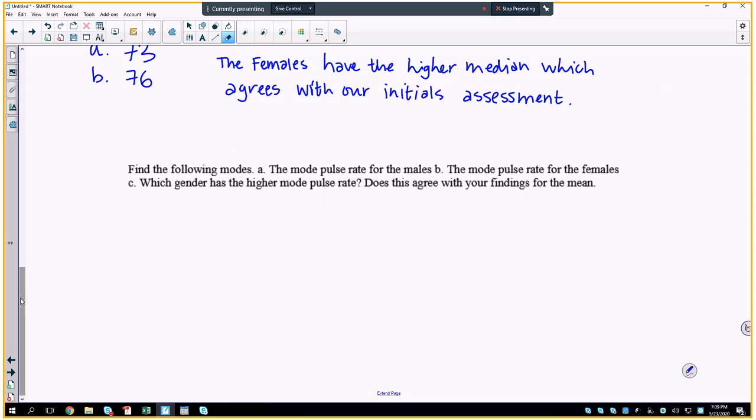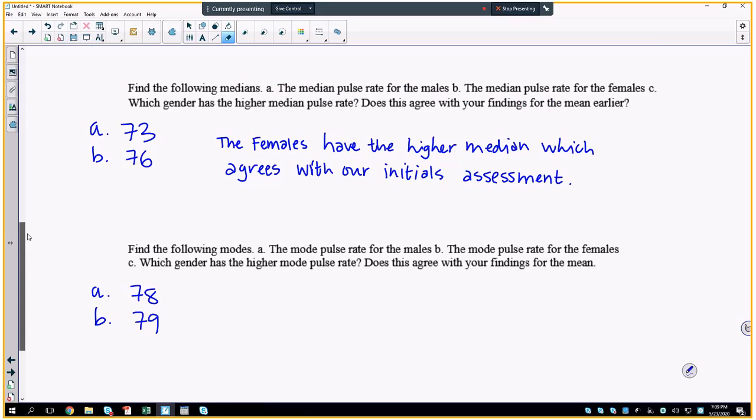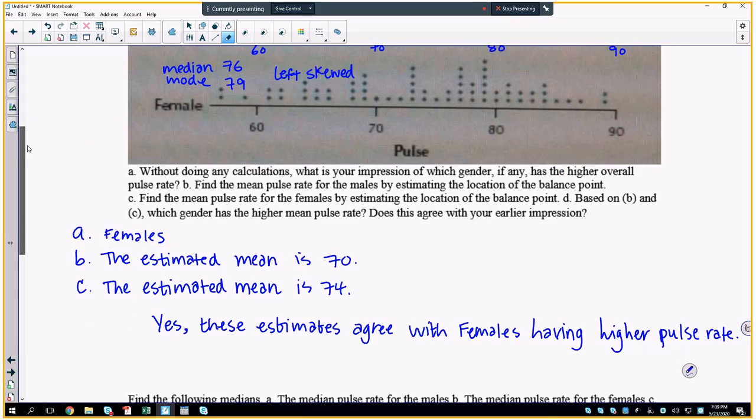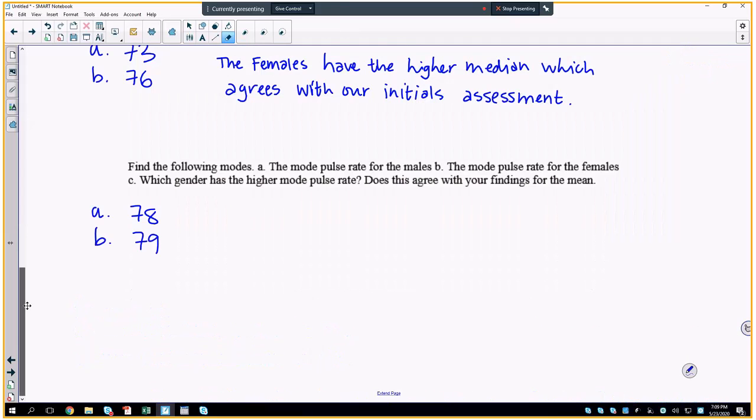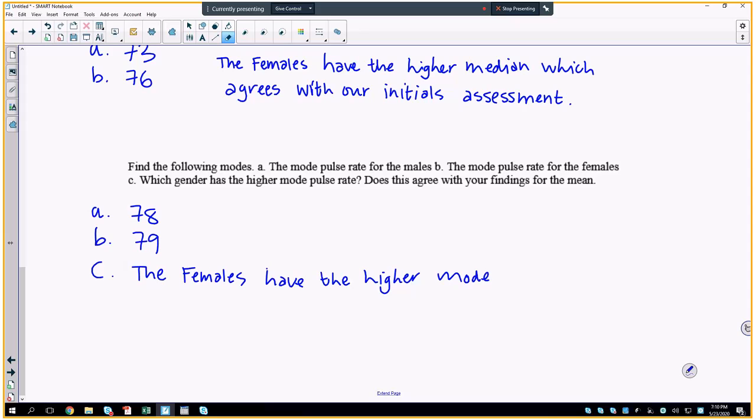Then find the following modes. Again, we had 78 for males and 79 for females. Right? And again, the females have the higher mode. And that does agree with our initial assessment.